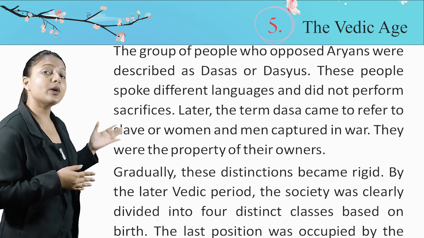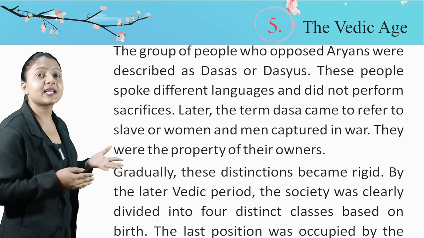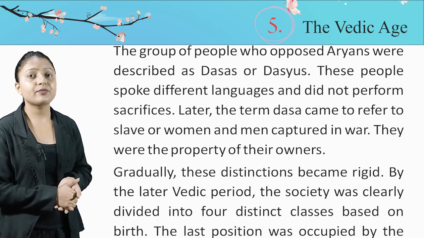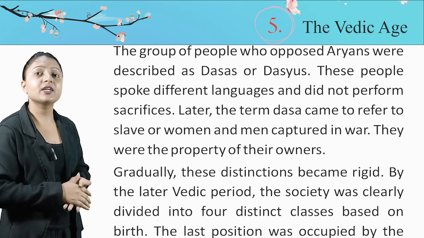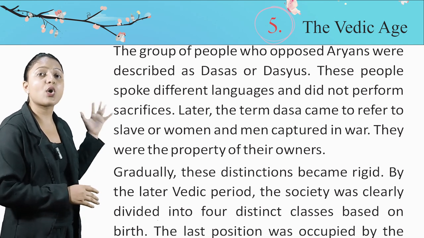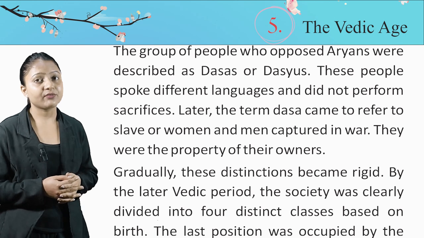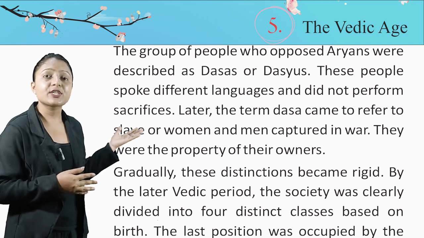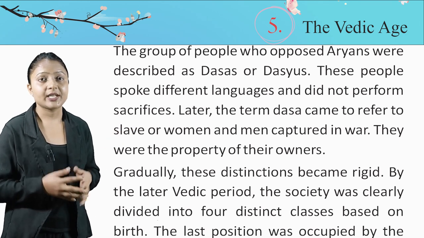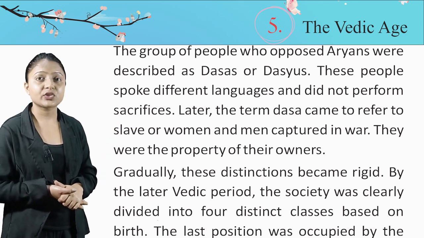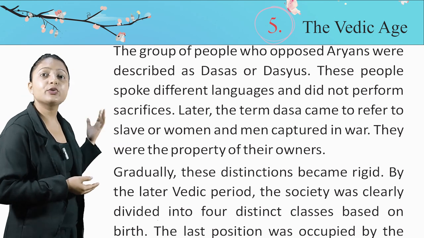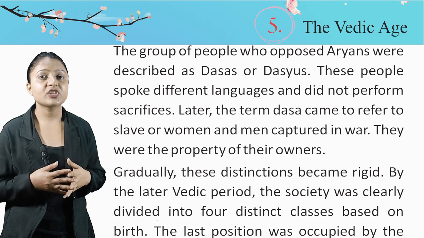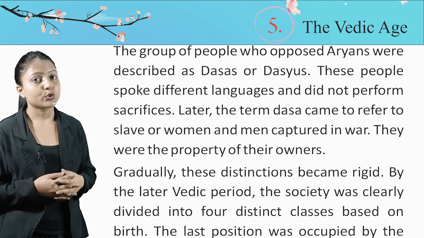The group of people who opposed Aryans were described as Dasas or Dasyus. These people spoke different languages and did not perform sacrifices. Later, the term Dasa came to refer to slaves, or women and men captured in war. They were the property of their owners. Gradually, these distinctions became rigid. By the later Vedic period, the society was clearly divided into four distinct classes based on birth. The last position was occupied by the Shudras.